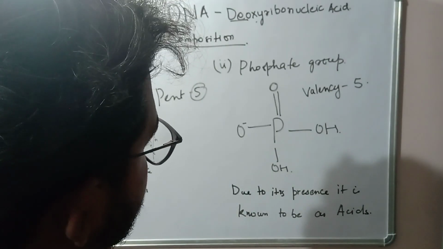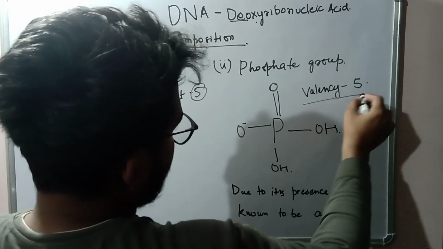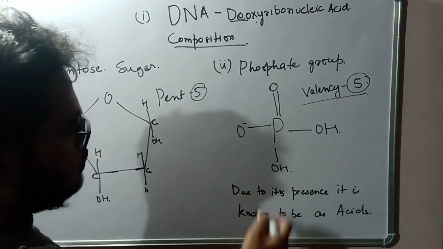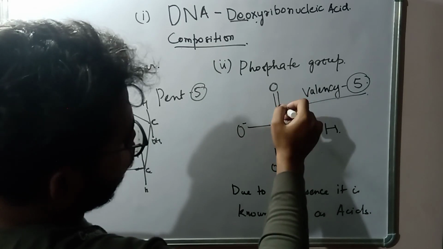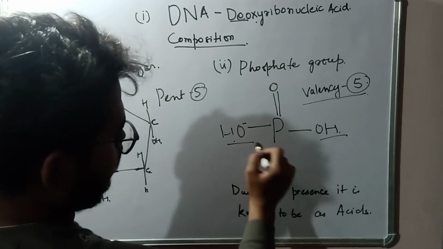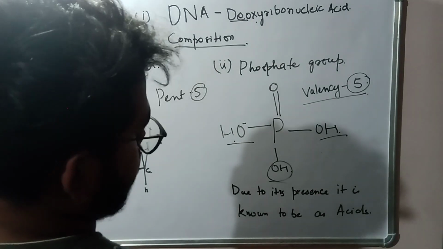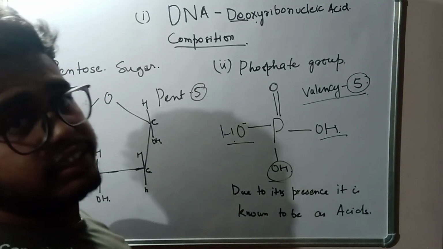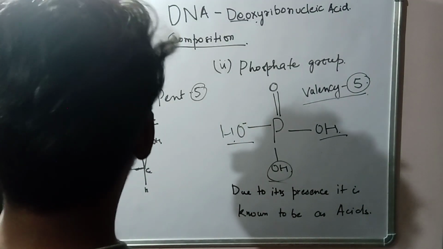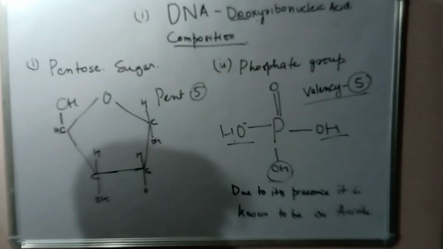The phosphate group is just like this. I have drawn the structure of the phosphate group, and in DNA the valency of phosphorus is 5, which is completed with 2 bonds with oxygen, 1 bond with this OH and 1 bond with this OH. Due to its presence, DNA is acidic in nature. So now we have studied the pentose sugar and the phosphate group, and we move on to the nitrogenous bases.